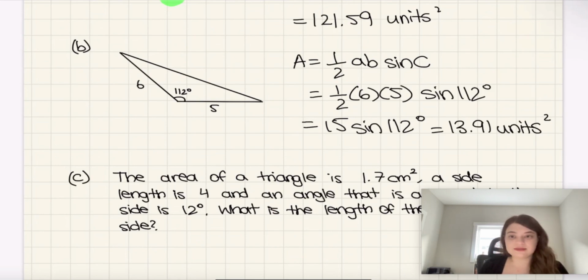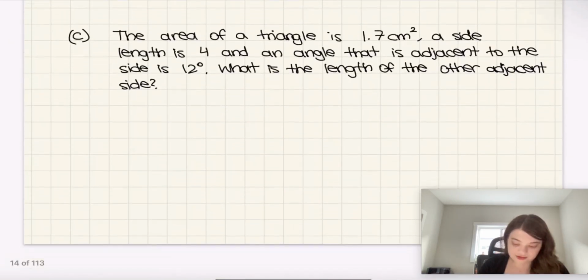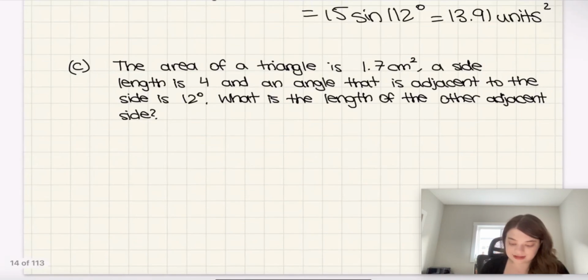All right, let's move on to part C. The area of a triangle is 1.7 square centimeters. A side length is 4, and an angle that's adjacent to the side length is 12 degrees. What is the length of the other adjacent side?